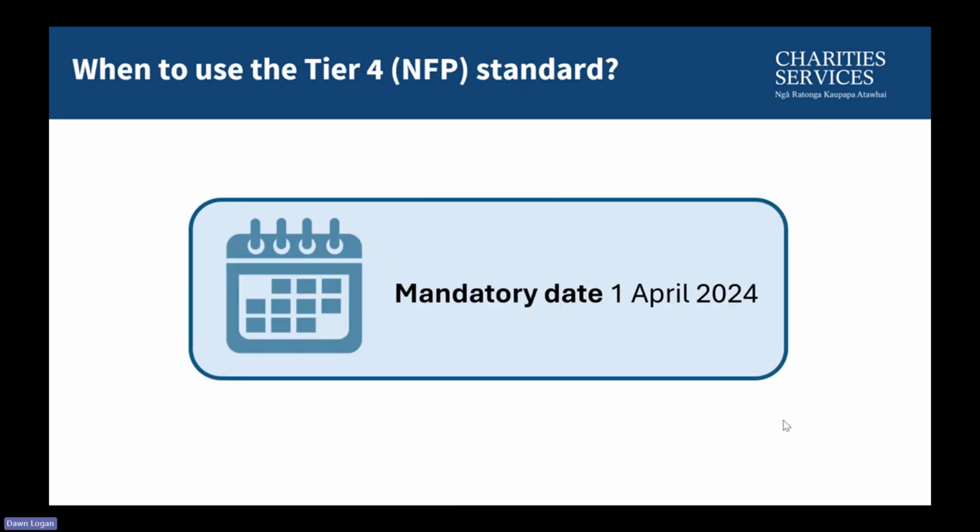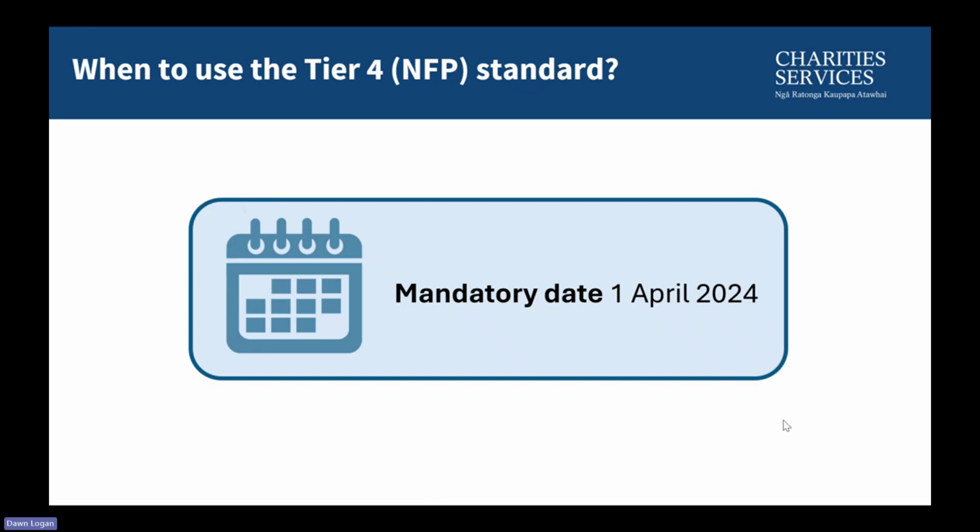The External Reporting Board, XRB, has recently updated the financial reporting standard for Tier 4 charities. The standard is in effect for financial years that began on or after 1st of April 2024 and applies now for most charities.